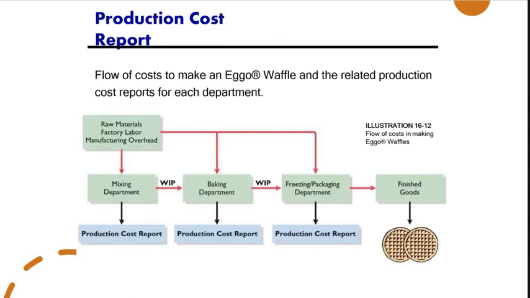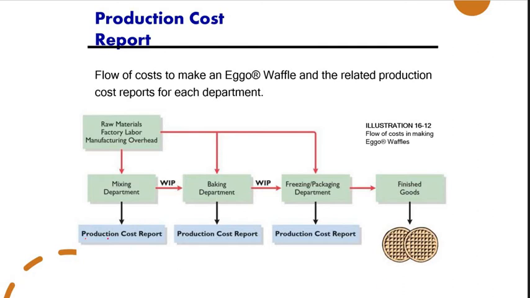Okay, so looking at the illustration, as mentioned earlier, companies prepare a production cost report for each department. Here, it shows the production quantity and cost data related to the department. For example, in producing kilograms of their Eggo waffle, they use three production reports, which are the mixing, the baking, and the freezing or packaging department, right? So, it shows here the flow of costs to make an Eggo waffle and the related production cost report for each department. So, you can see there their production cost report.